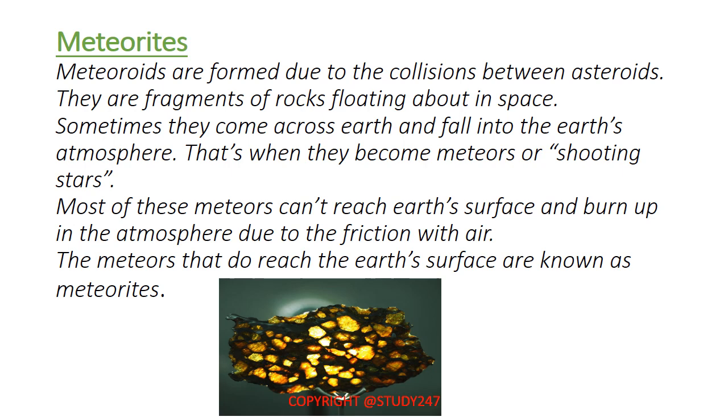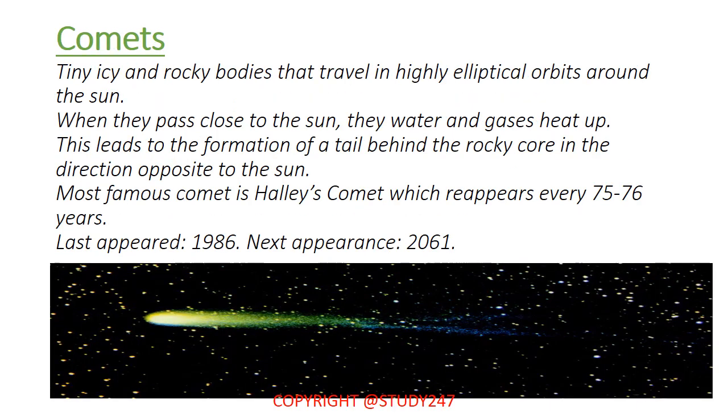Now meteorites. Meteoroids are formed due to collisions between asteroids. They are fragments of rock floating about in space. Sometimes they come across Earth and fall into the Earth's atmosphere. That's when they become meteors, or shooting stars. We also call them Ulka. Most of these meteors can't reach Earth's surface and burn up in the atmosphere due to friction with air. The ones that do reach the Earth's surface are known as meteorites. Here is also a picture, you can see this for your reference.